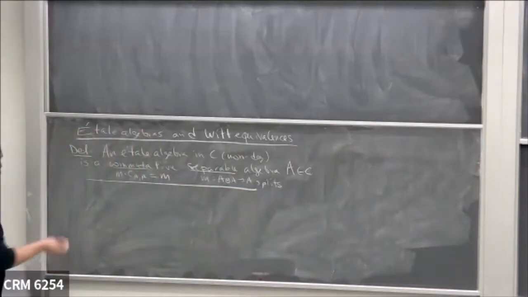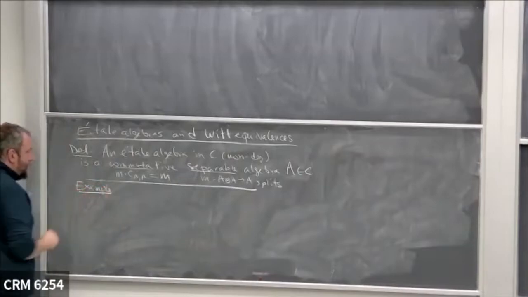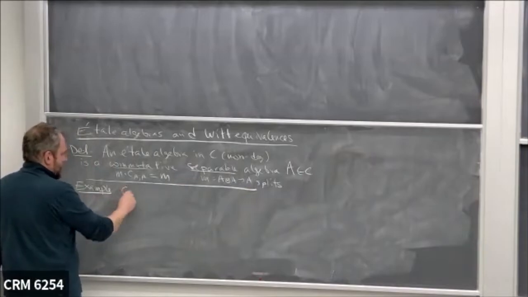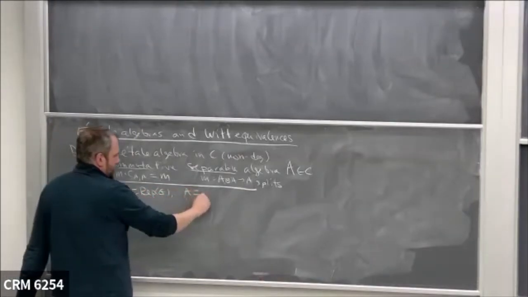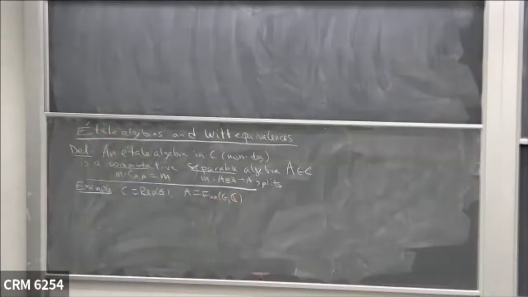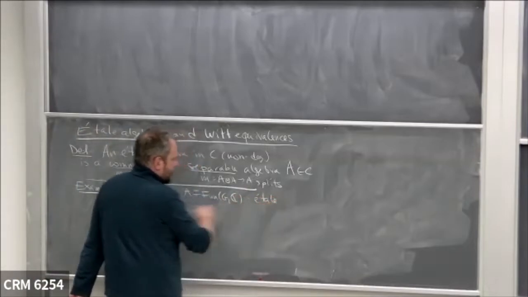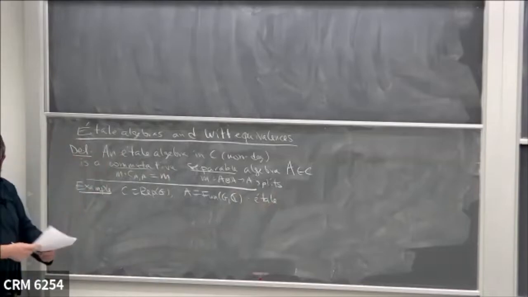Now, for example, I should relate this to the previous lecture. Of course, if you take C to be Rep G and A the algebra of functions on G, that's of course a commutative separable algebra. It's an Etale algebra. So that was the algebra that we used yesterday to do this de-equivalentization. So some of the constructions I'll do today, you would recognize that they're more general than what we did yesterday.